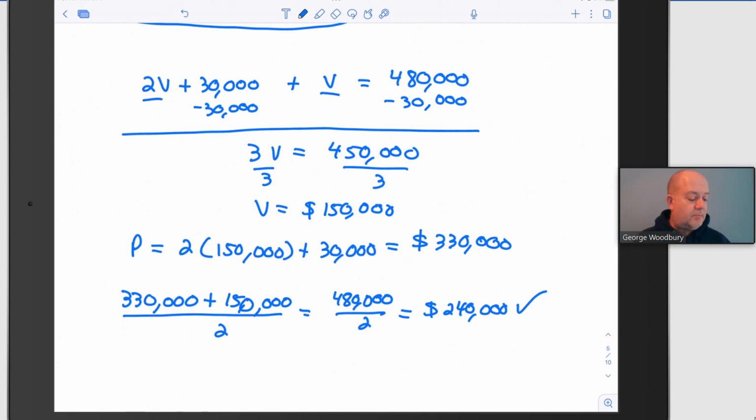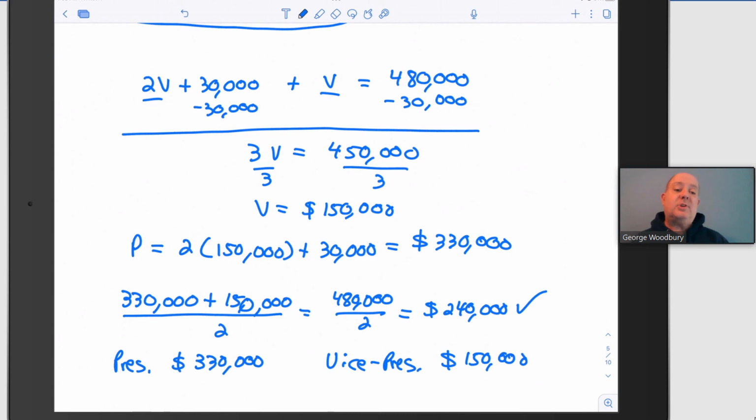So we can finish this up by saying the president's salary is $330,000 and the vice president's salary is $150,000. All right, a couple of examples, one that we solved with elimination, one that we solved with substitution.